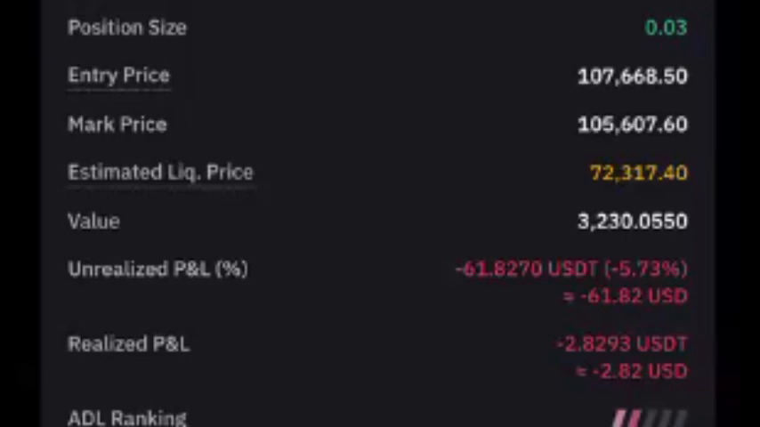Mark price means that as far as the contract is concerned, this is the price of Bitcoin as at now. Now, the contract tries to keep up with the price of Bitcoin. Remember that the contract is not actual Bitcoin, but the contract tries to keep up with the price of Bitcoin. I will explain how the contract does that shortly. Estimated liquidation price. Like I said, once that estimated liquidation price is reached, you are going to lose all your money. But we can manage that, as I'll show us moving forward.